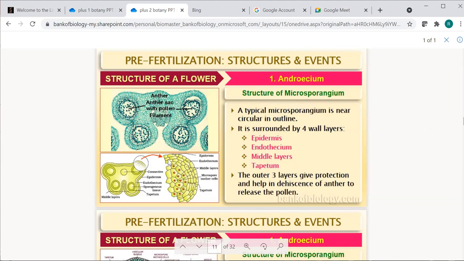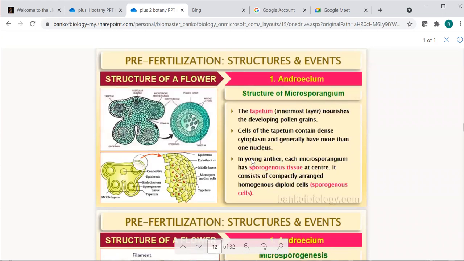So see, they are given in more detailed way. So epidermis is the outer layer, endothecium उसके नीचे का जो है, middle layers जो है उसके भी नीचे, and tapetum एकदम near to the microspore mother cell. These are mother cells. ठीक है, from where pollens come out from here and burst it. यहाँ से बाहर निकलते हैं. Okay. So tapetum is the innermost layer which nourishes the developing pollen grain.